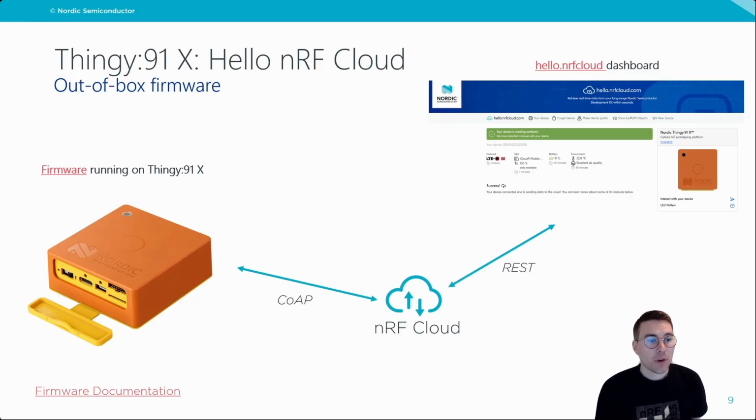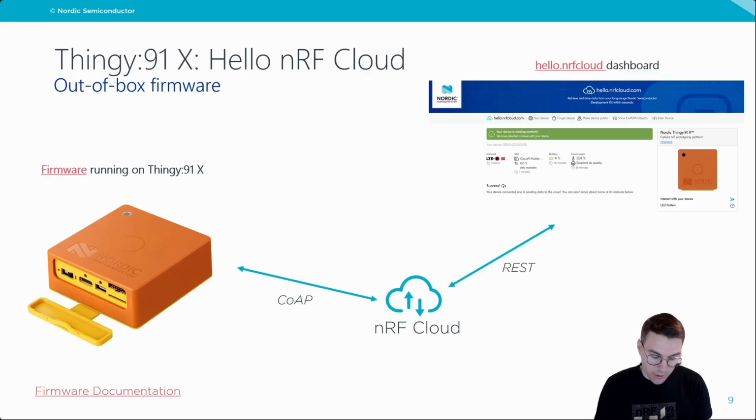So we have tried to make it a very low power optimized firmware, this out-of-box firmware, and that's why we chose CoAP. And that communicates, of course, with our cloud solution, nRF Cloud, and then uses REST APIs to serve this dashboard that is showcased on the right-hand side. So the neat thing with this device here, every device has a unique URL or a fingerprint and also a unique QR code pointing to this URL.